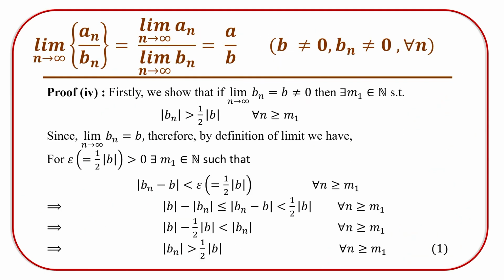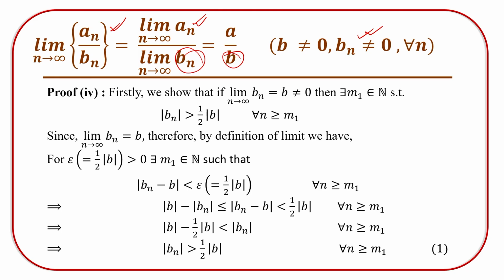Now we are going to prove the last one, the fourth one, that is, the limit of the quotient of two sequences a_n and b_n is equal to the quotient of the limiting values a and b. So limit as n tends to infinity of a_n divided by b_n is equal to limit of a_n divided by limit of b_n, which is a divided by b, where the denominator is not 0 for each n. That means for any natural number, each term of the sequence b_n is not 0, so it's a non-zero sequence.